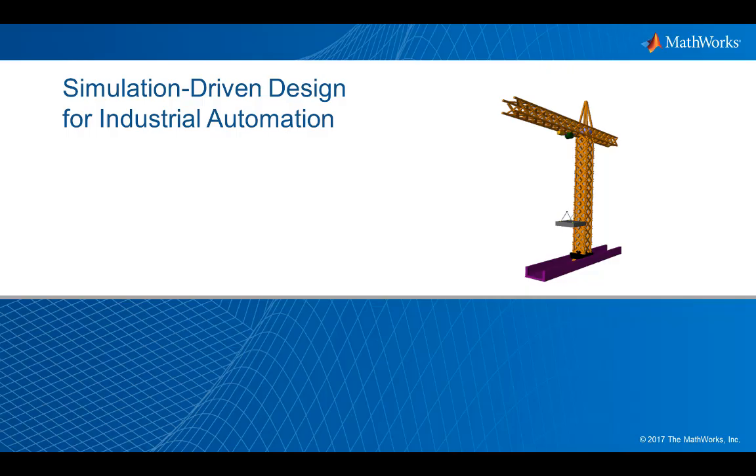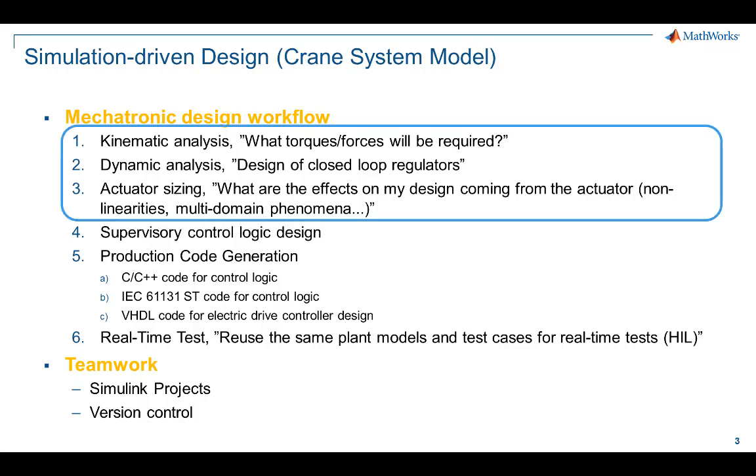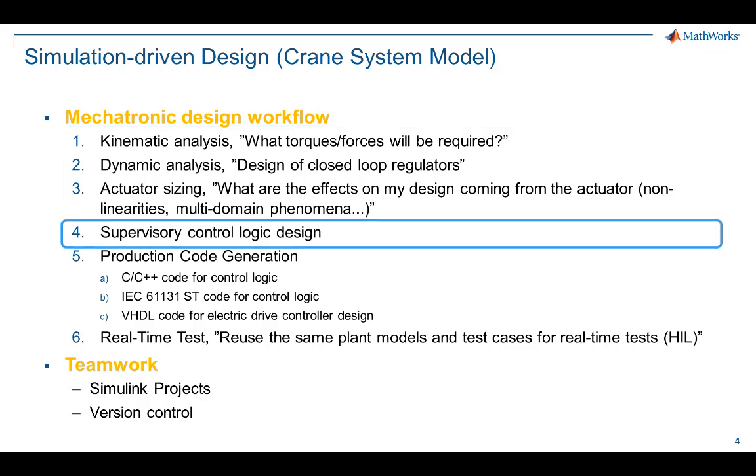Welcome to the second part of this video series on simulation-driven design for industrial automation. In the previous section, we looked at how we could start to model our physical systems using design tools like Simscape, doing kinematic and dynamic analysis, and also do actuator sizing and study dynamic effects on the system. In this section, we'll move on to adding closed-loop simulation with supervisory control.